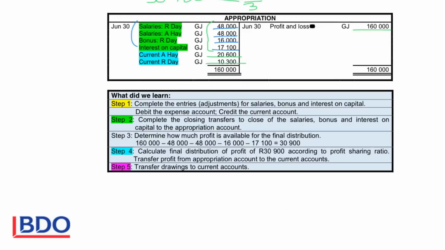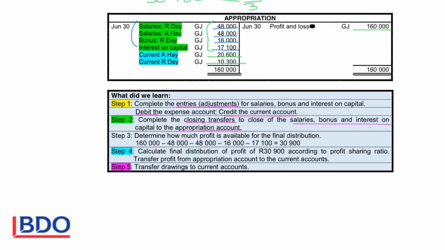We have to record this in steps. The first step is to complete the entries, adjustments for salaries, bonus, interest on capital, debit the expense, and credit the current account. Step 2 is to complete the closing transfers, closing the salaries, bonus, and interest, and credit the appropriation account.